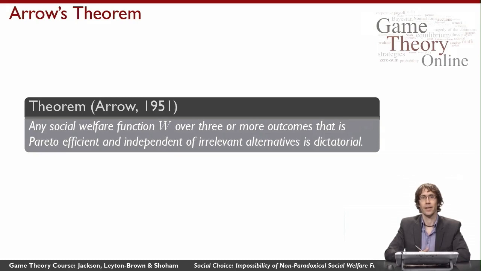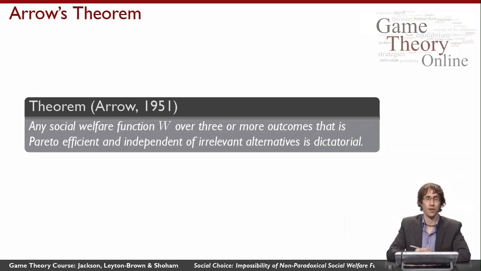Well, here's the punchline. Kenneth Arrow in 1951 famously proved the following theorem. Any social welfare function over 3 or more outcomes, so candidates in elections that have more than 2 candidates, that is Pareto efficient and independent of irrelevant alternatives must be dictatorial. So in other words, these two things that seem very natural that we would want, Pareto efficiency and independence of irrelevant alternatives, are so constraining on the set of social welfare functions that they imply that we would have to have a dictatorial social welfare function.